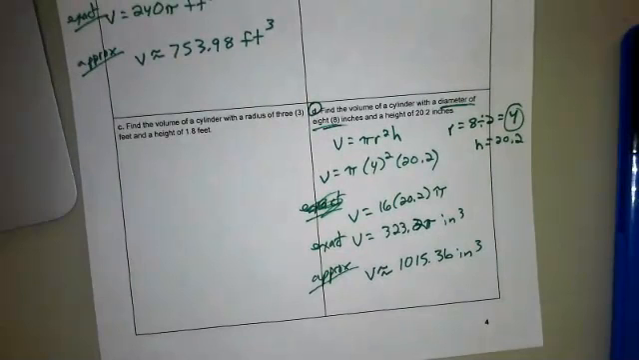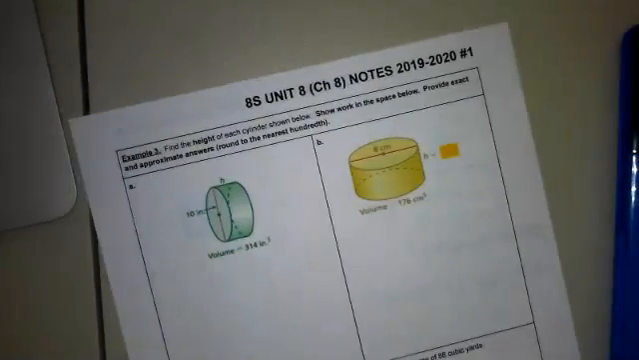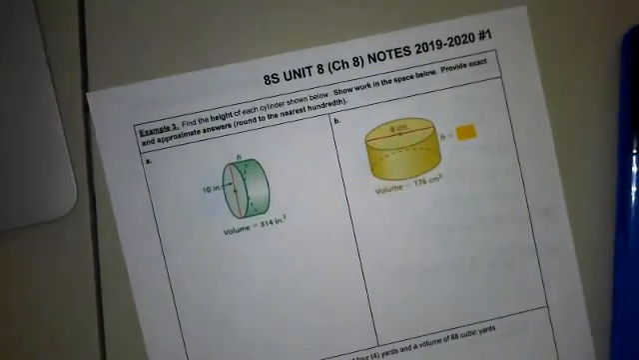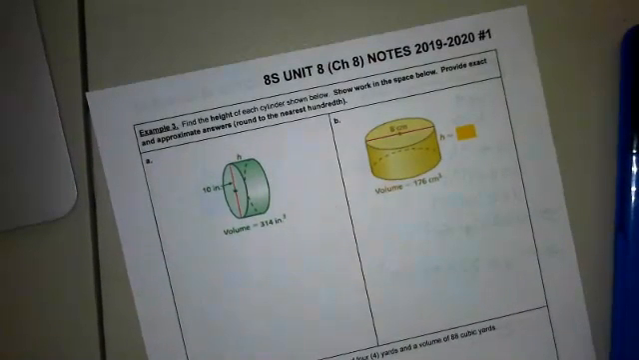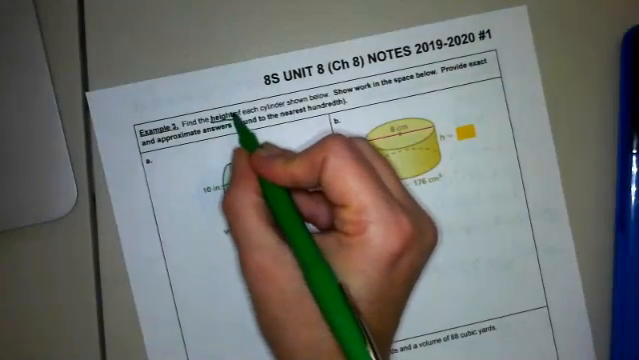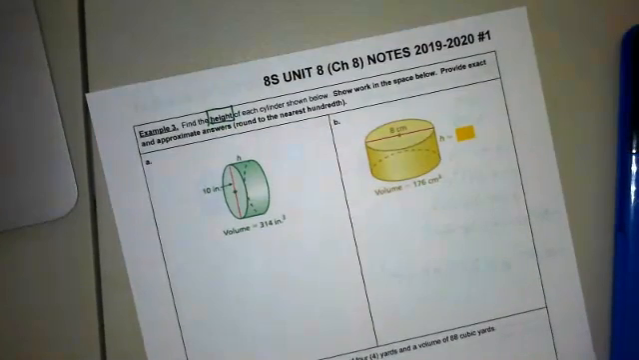Okay, good. We are on page 5, and I think this will be our last one for the day, or our last page for the day, I should say. We are on page 5, example 3. Now here is a little different because now they give us the volume and the radius and they ask us to find the height.